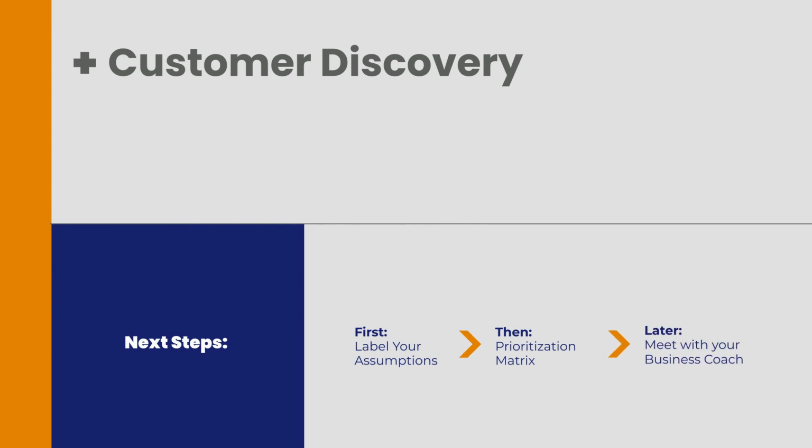So, your next step is to label each of your assumptions D, F, or V for desirability, feasibility, or viability. Then, place them on the prioritization matrix. Once you've done that, set up a time and check with your business coach.